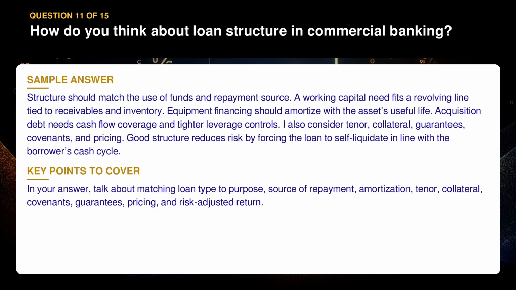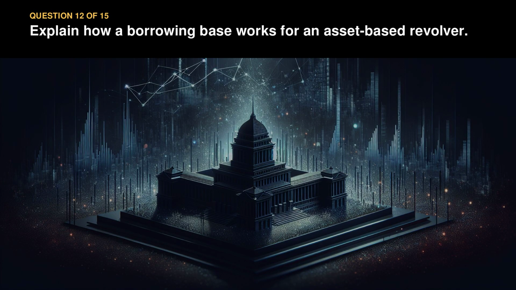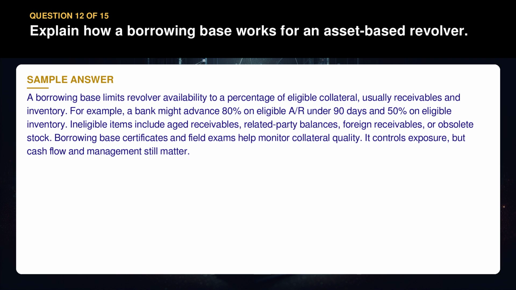In your answer, talk about matching loan type to purpose, source of repayment, amortization, tenor, collateral, covenants, guarantees, pricing, and risk-adjusted return. Question 12. Explain how a borrowing base works for an asset-based revolver. A borrowing base limits revolver availability to a percentage of eligible collateral, usually receivables and inventory. For example, a bank might advance 80% on eligible AR under 90 days and 50% on eligible inventory.